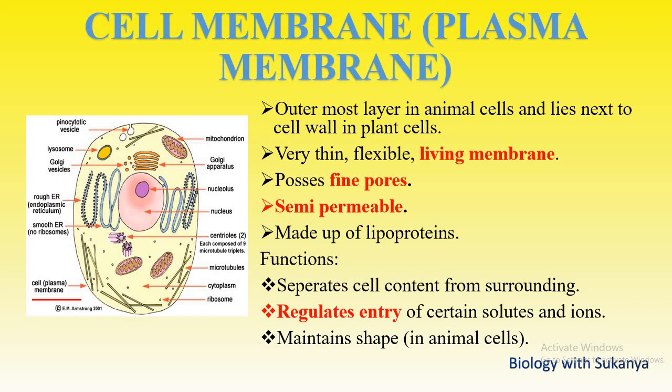Everything cannot enter and leave the cell, unlike the cell wall. And finally, the cell membrane is made up of lipoproteins. This is a biomolecule which is composed of lipid and protein. So what are the functions of the cell membrane? It separates the cell content from the surrounding. So whatever is inside the cell is separated from the outside by the cell membrane. It regulates entry of certain solutes and ions only, and it maintains shape in case of animal cells.